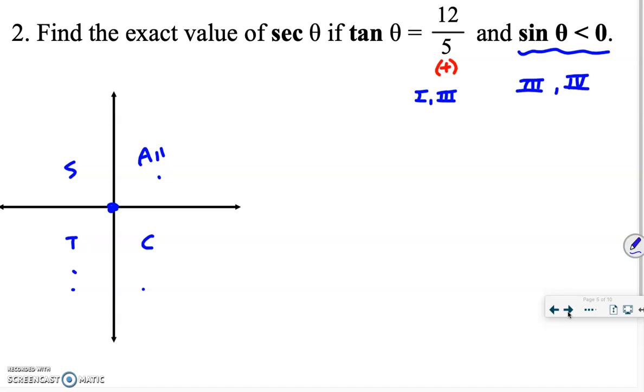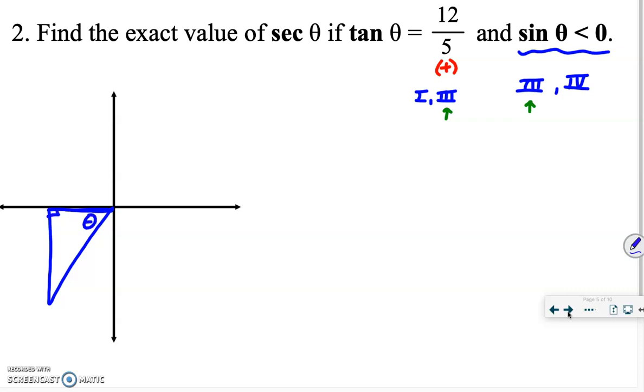So right now we're looking for the overlap. The first piece could happen in 1 or 3. The second piece could happen in 3 or 4. They overlap in quadrant 3. So that means that I need to draw my sketch. I need to draw my triangle so it is located in quadrant 3. So I'm going to draw something looking roughly like this.